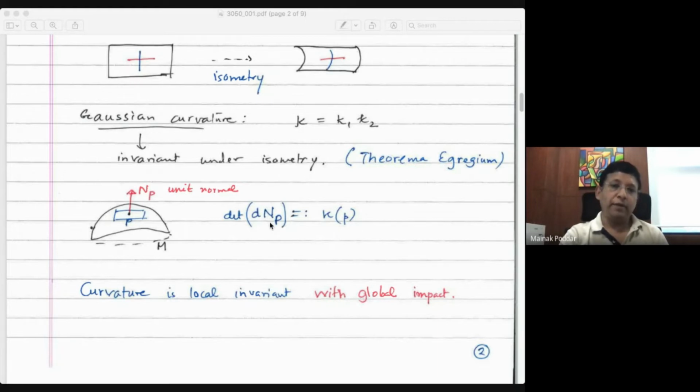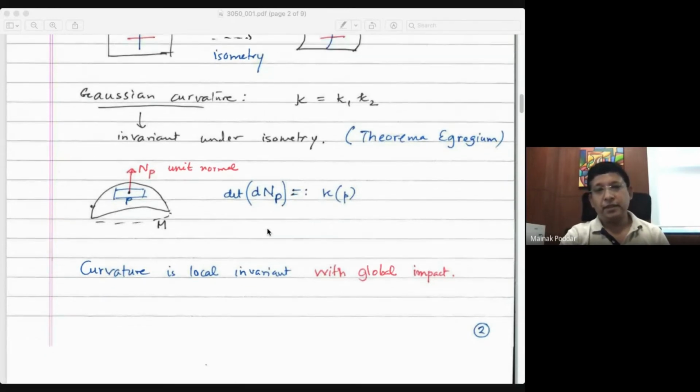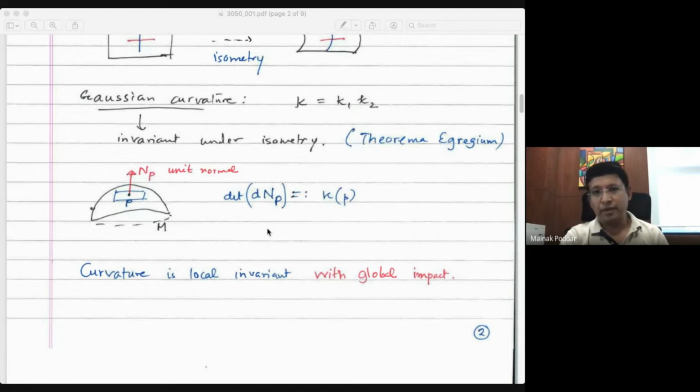And you can look at the derivative of this map in a suitable sense. Locally it's a map from a two-dimensional thing to a two-dimensional thing. For example, in some chart, you can look at the Jacobian matrix of this, and then you take the determinant of the Jacobian matrix, and that is your Gaussian curvature.